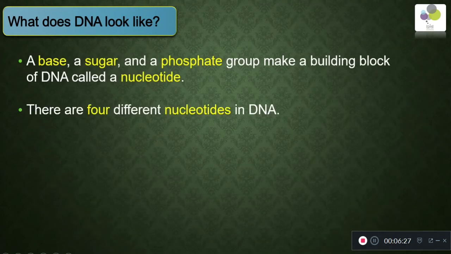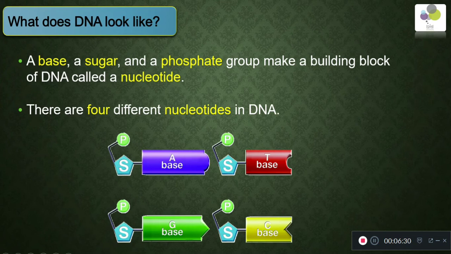Okay, so guys, a base, sugar, and phosphate group make up the building block of DNA. If you are talking about anything in front of you, look at your room, you can find the room is made up of at least 4 walls. Each wall is made up of a building block, which is a brick. Okay, and so on, guys. The DNA is made up of a building block, which is the nucleotide.